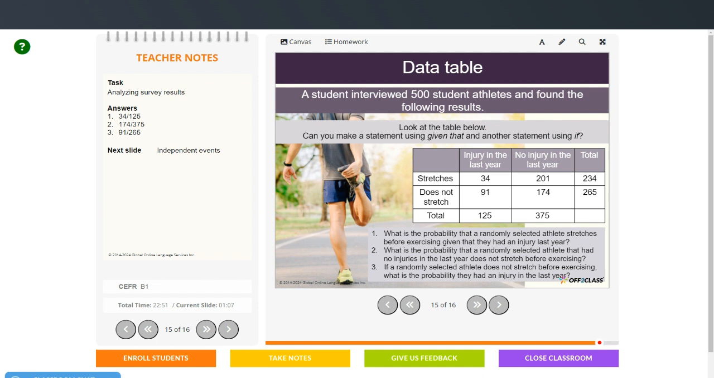And if a randomly selected athlete does not stretch before exercising, what is the probability that they had an injury last year? Well, that would be 91 out of 265. So the injuries out of the total of the people that did not stretch.